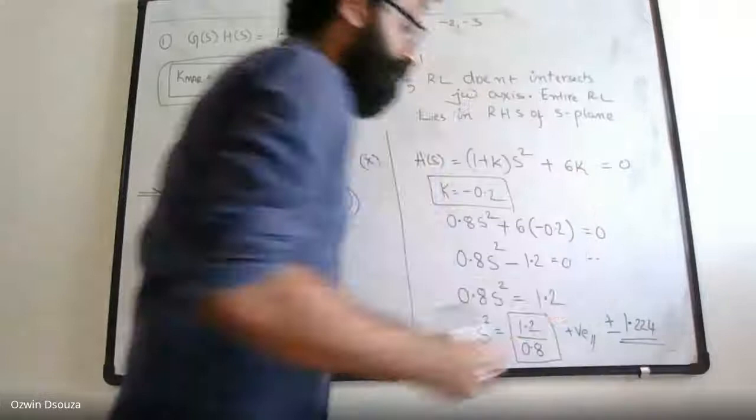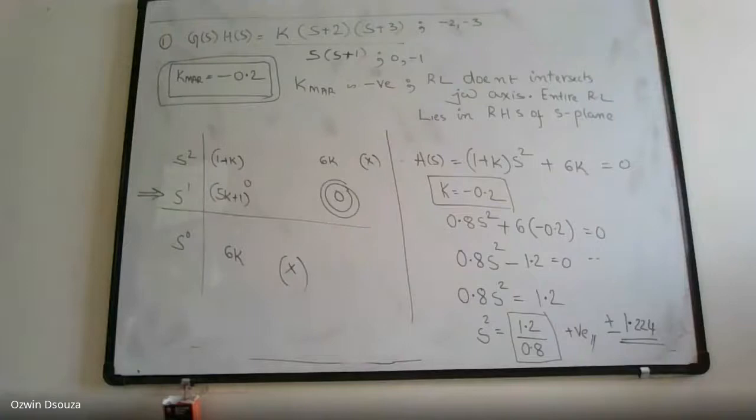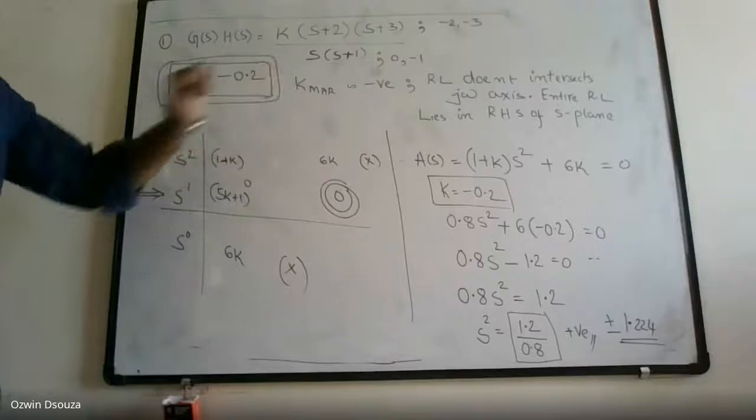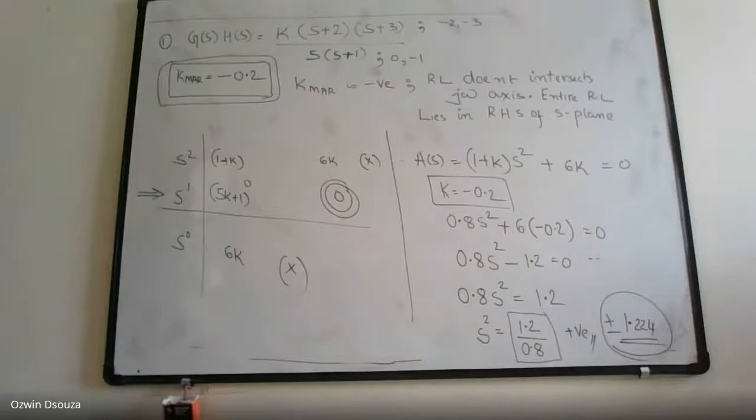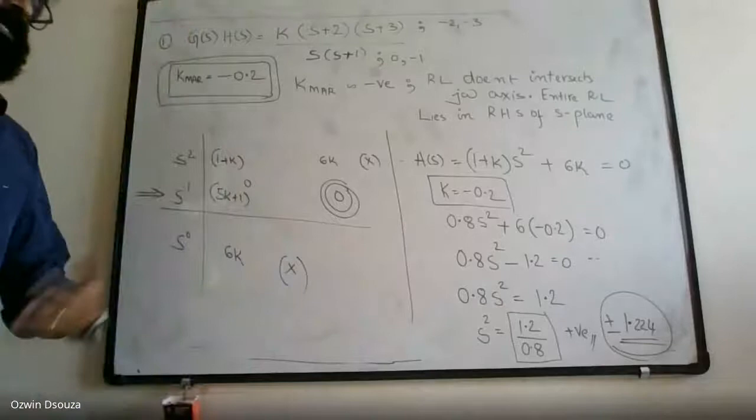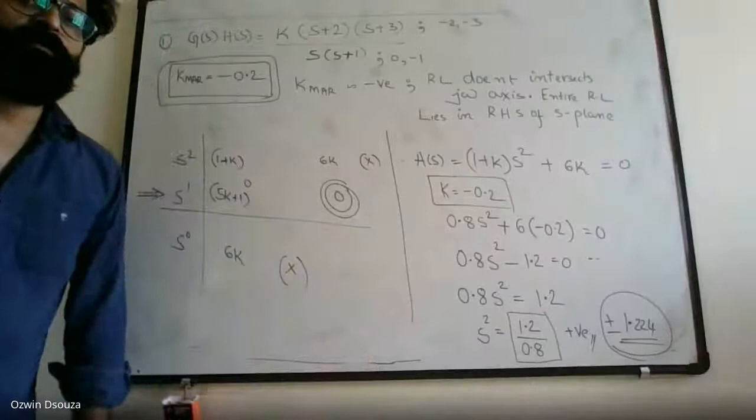What do you mean by that? The meaning of negative k marginal is that when you substitute negative k marginal in your auxiliary equation, the roots of the auxiliary equation are always going to be real roots. When you say real roots, there is no imaginary crossover. To get imaginary crossover, you should get complex conjugate roots. So that's the reason.